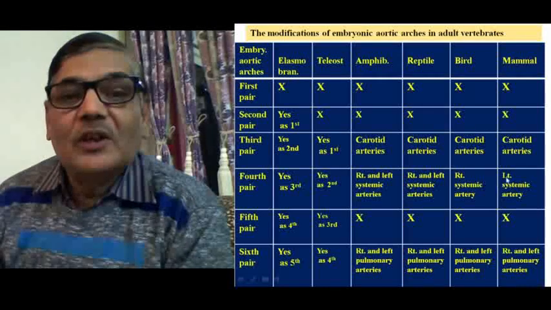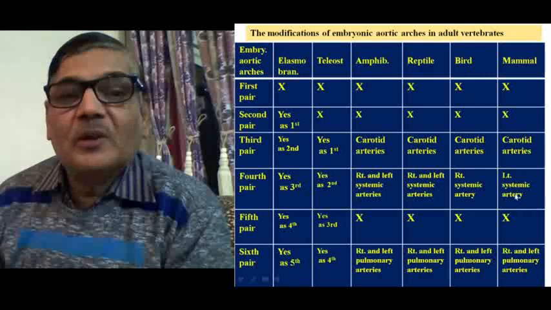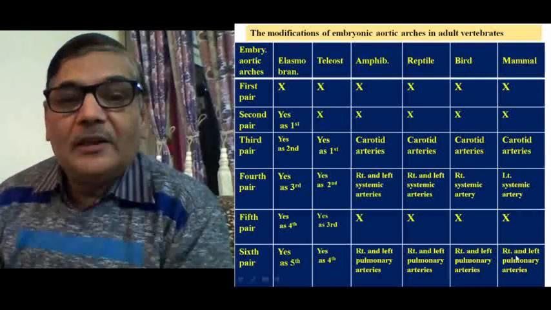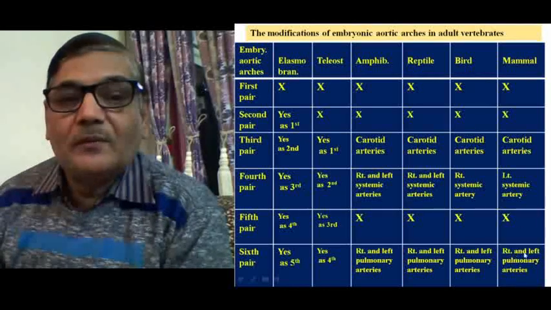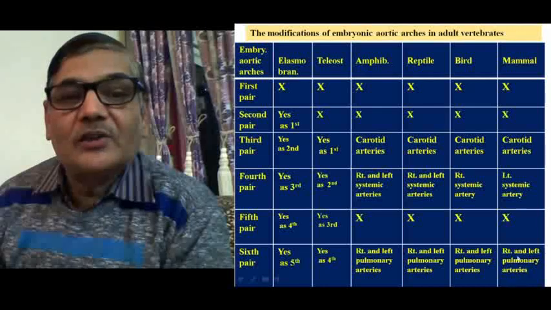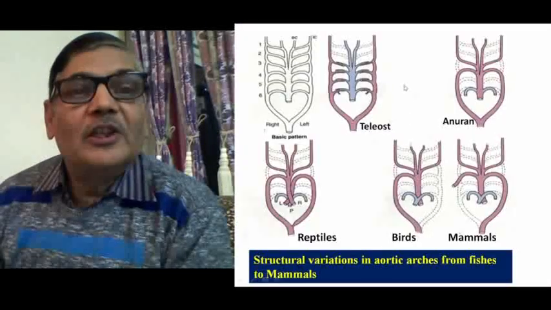So this is the difference between birds and mammals. In case of mammals, it is the left systemic artery that persists, and the right one is totally lacking, and the fifth one will not be present, and the sixth one is in the form of right and left pulmonary arteries. So exactly the same thing we can observe in this figure.